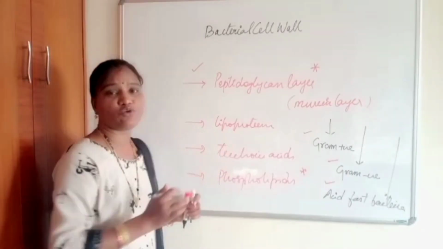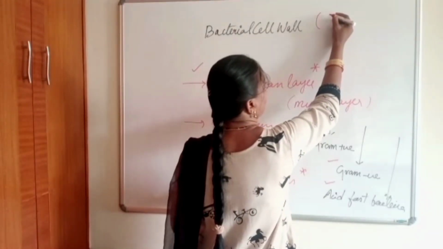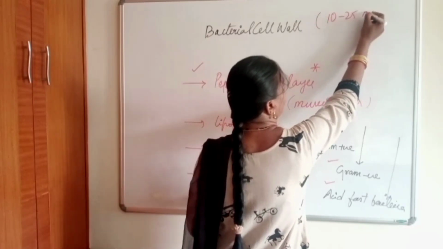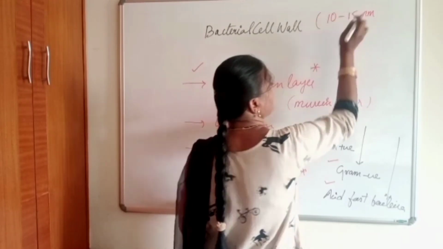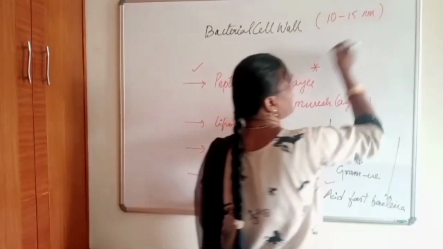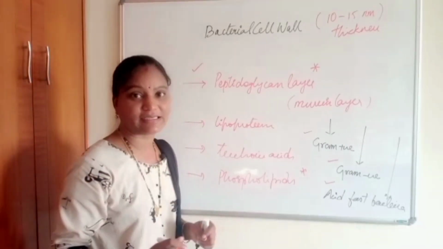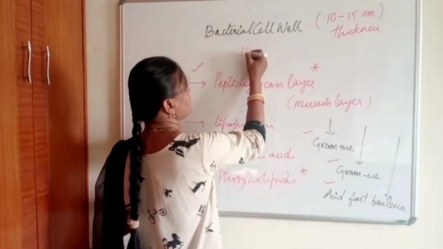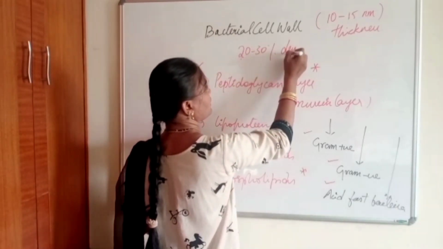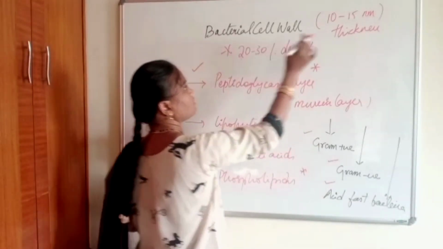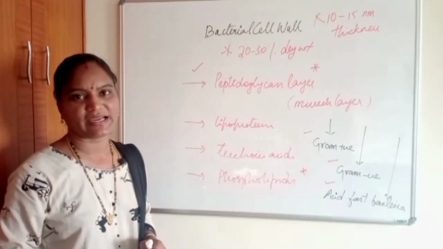Besides this, the thickness of your bacterial cell wall is generally 10 to 25, sorry, 10 to 15 nanometers in a bacterial cell. And it makes up 20 to 30% of the dry weight. So this is also an important criterion that is maintained by your bacterial cell wall.